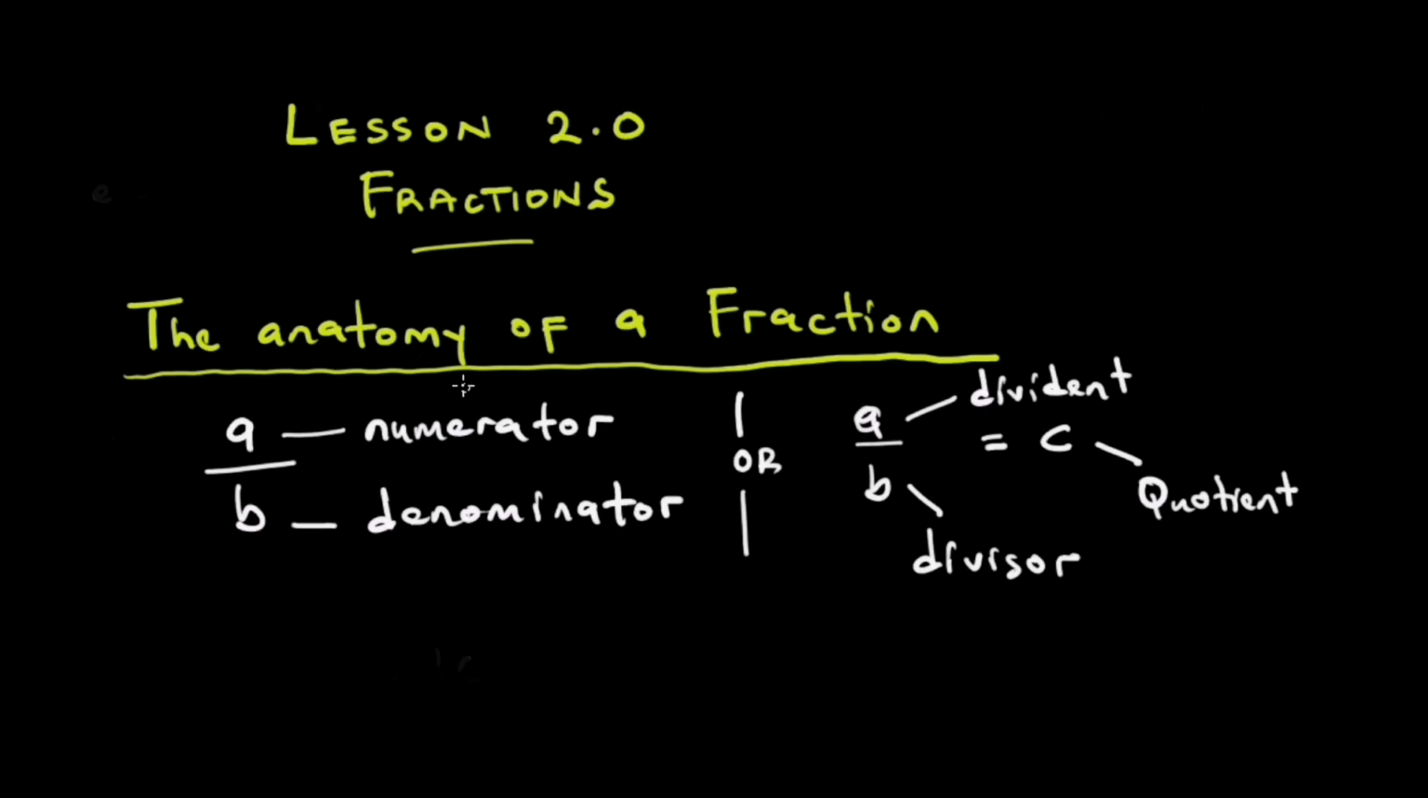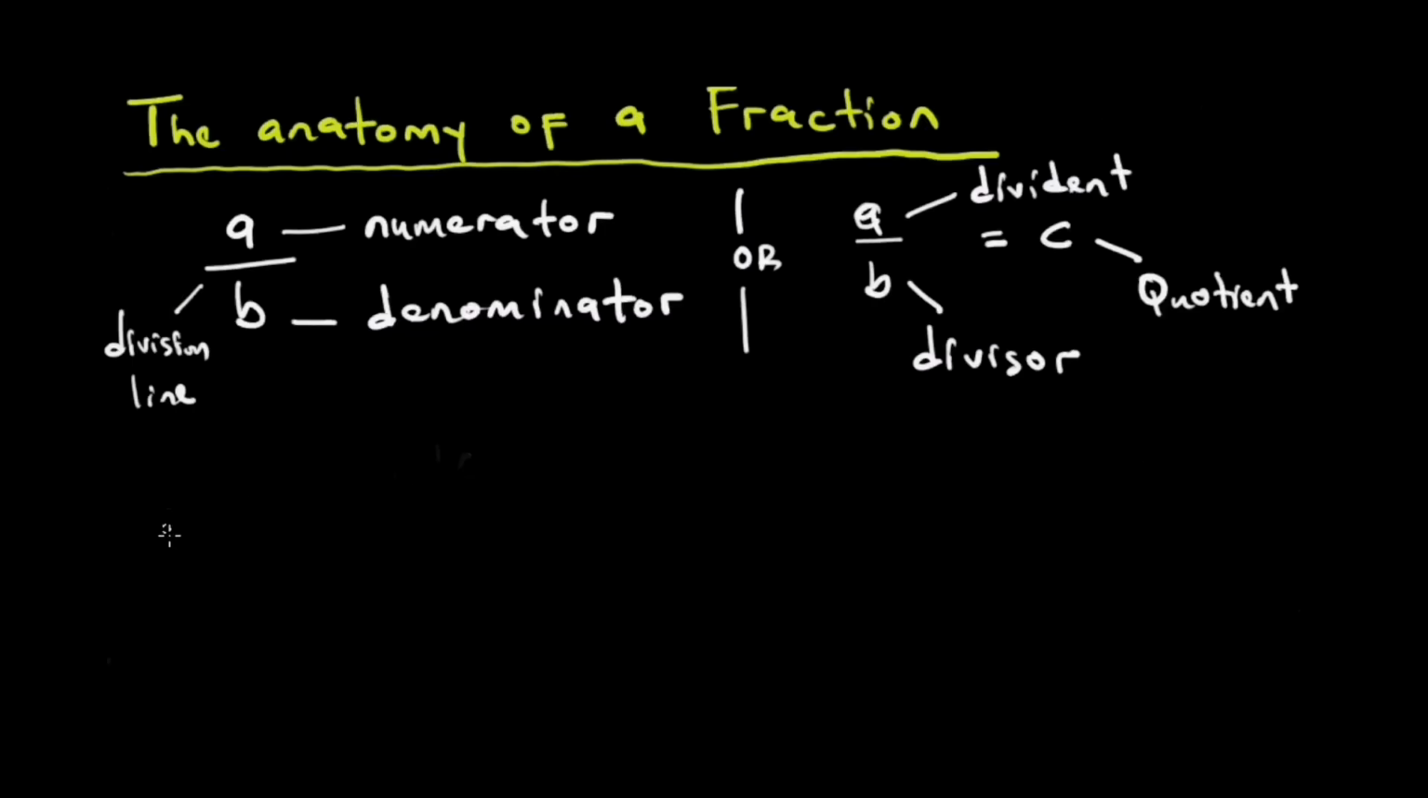Saka this is the anatomy of a fraction. We have a numerator, we have this division line, and we have a denominator. But in terms of division iripo between A and B, we can say A is the dividend, B is the divisor, and C is the quotient. Owing from this, A over B zvinoreva izvo kuti A divided by B.